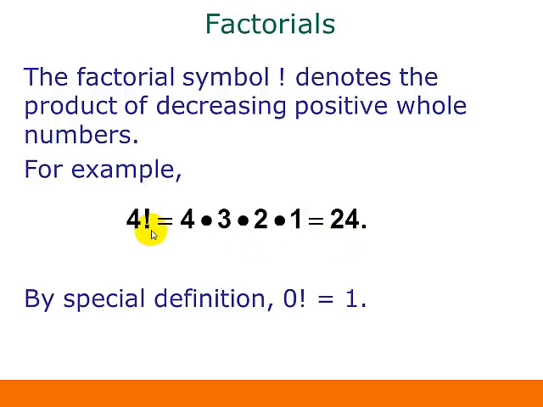In other words, you start with the number that's here and just decrease by 1 whole number until you get to 1, and you multiply all those results together. And in some cases we end up with 0 factorial in some of the formulas we use. So we define 0 factorial as being 1.